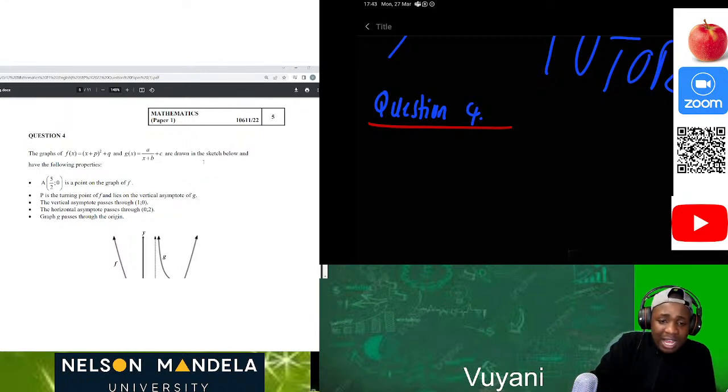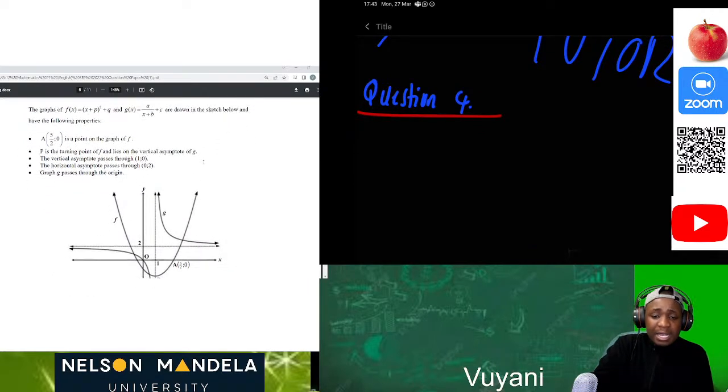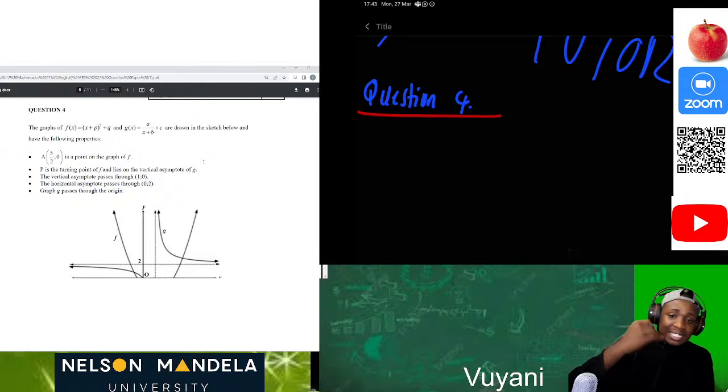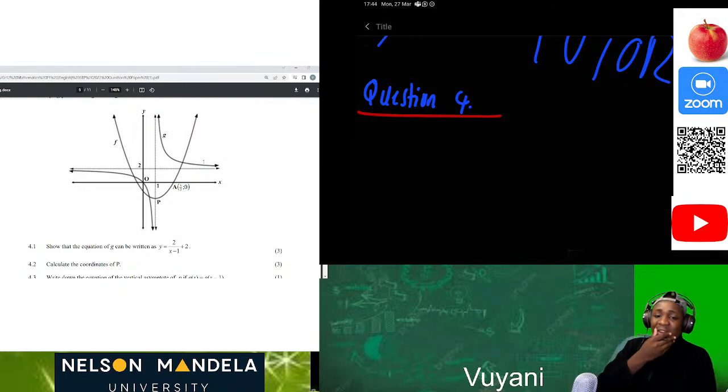We are told that we have two functions. We can see that f of x is a parabola, for the fact that it's equal to (x plus p) squared plus q. That's the turning point formula. Then g of x is equal to a over (x plus b) plus c. That one is a hyperbolic function. So these are our graphs, and we are given a point A, which is (5 over 2; 0). This point is the x-intercept of the function f of x.